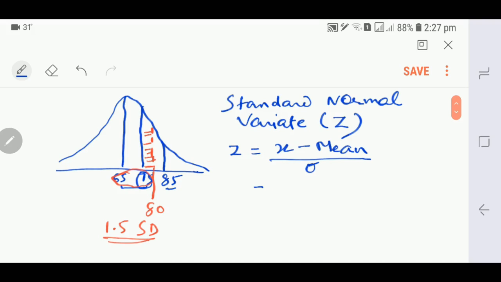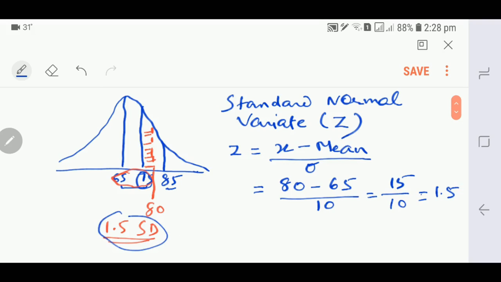So if we fill in the numbers, since the value of interest is 80, I'm writing here 80 minus the mean value, which is 65, and we divide this by the size of one standard deviation, which is 10. So 80 minus 65 is going to give us 15, divided by 10 is going to give us 1.5. This is the same result which we found here. So 80 marks is 1.5 standard deviations away from the mean, and that is the value of Z for us, which is known as the standard normal variate.